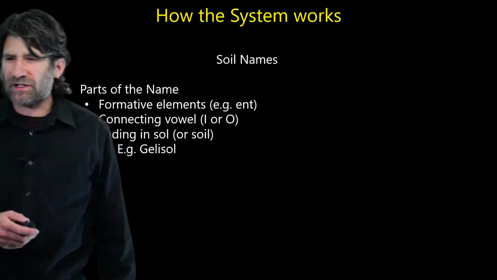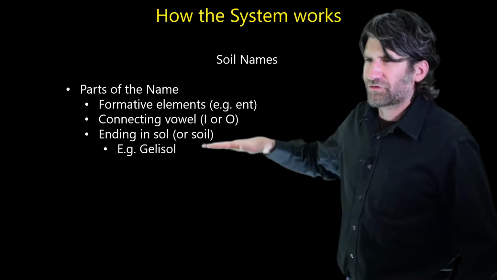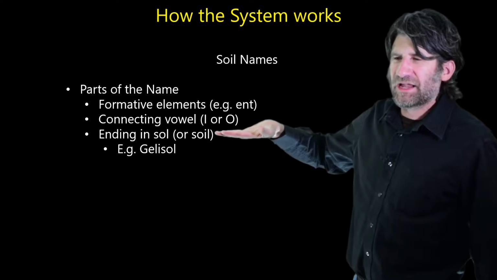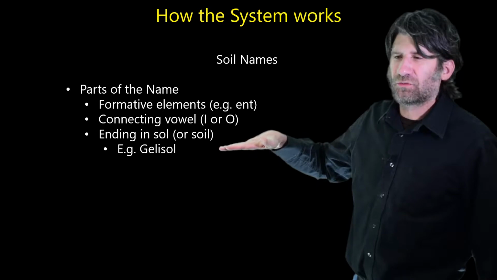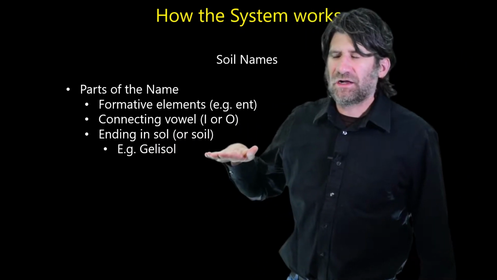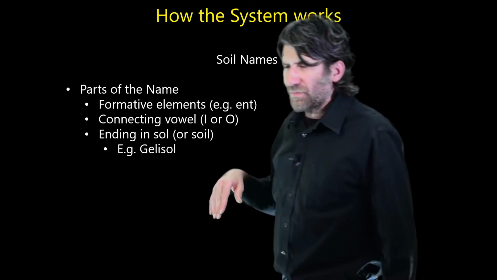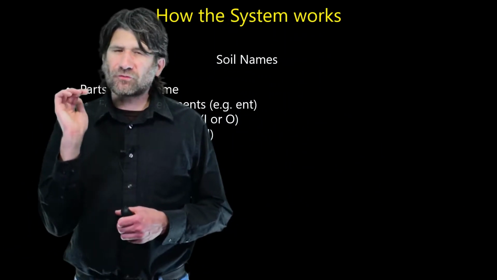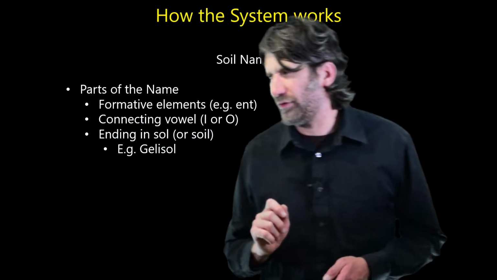Okay, so when we talk about the soil order, there are a couple of parts to the names of the soil. There's the formative element at the beginning, like ent, and then we have a connecting vowel, like I or O, and then we end it with sol, which is soil. So a gelisol would be a cold region soil, or an entisol would be a soil with minimal profile development. The first part describes what the soil is, we connect the vowel, then the last part tells you it's a soil.